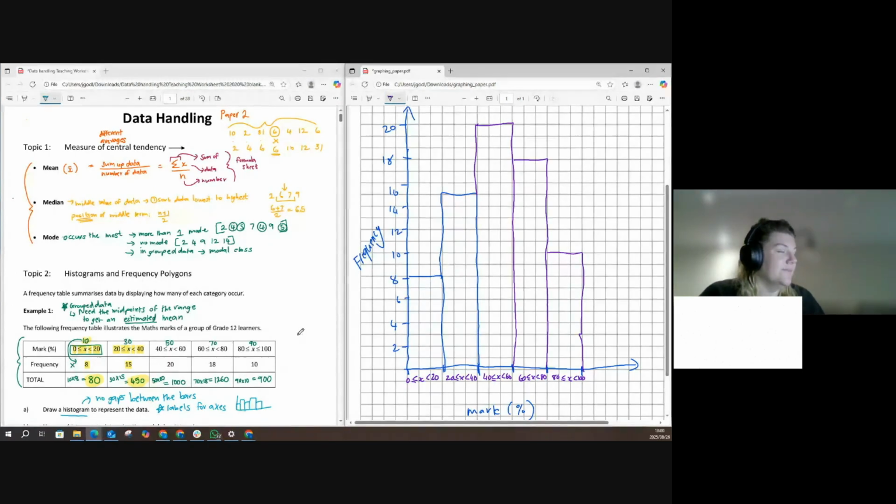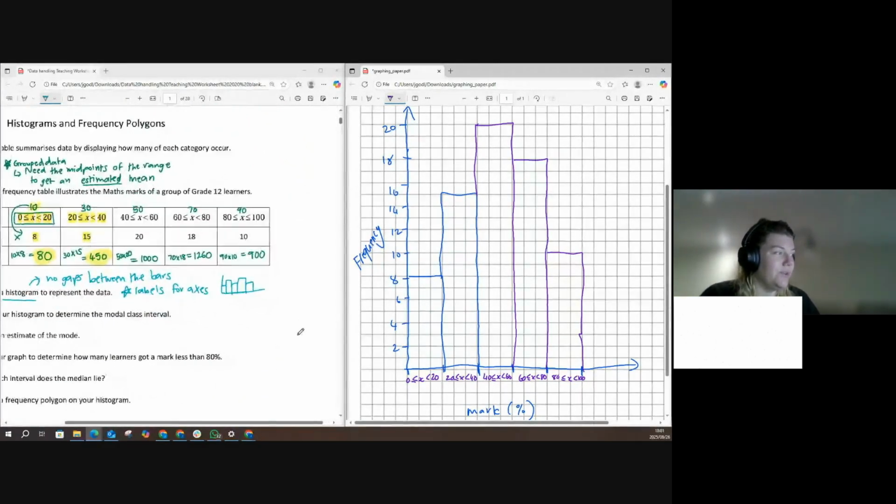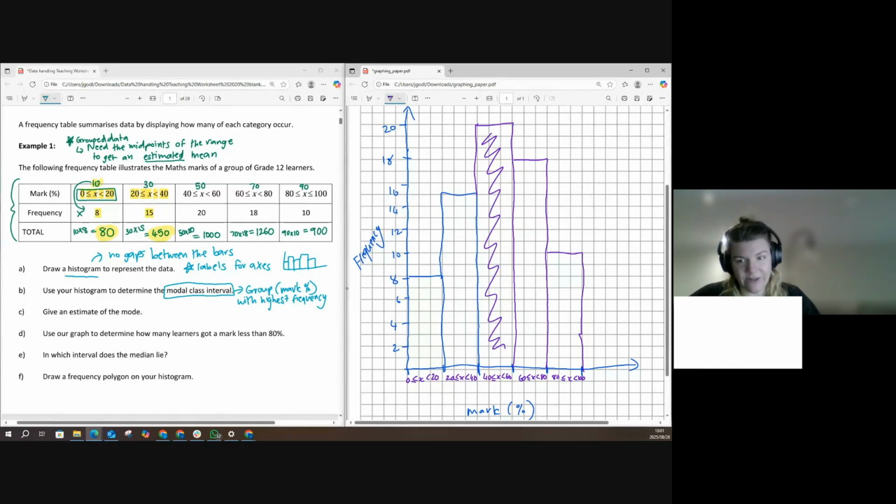So our goal was to draw a histogram. The second one is use your histogram to determine the modal class interval. So now that's exactly what we just spoke about. All that this means when it says modal class interval is the group, in this case, our mark percentage, with the highest frequency. And if you're looking in your histogram, it's the one that has the highest tower. So we can see that in our case, that is in our 40 to 60 range.